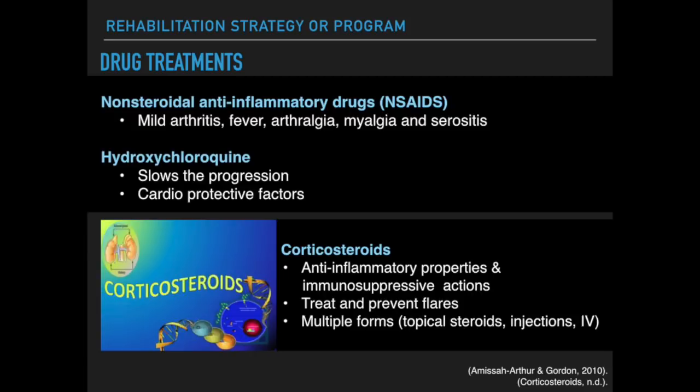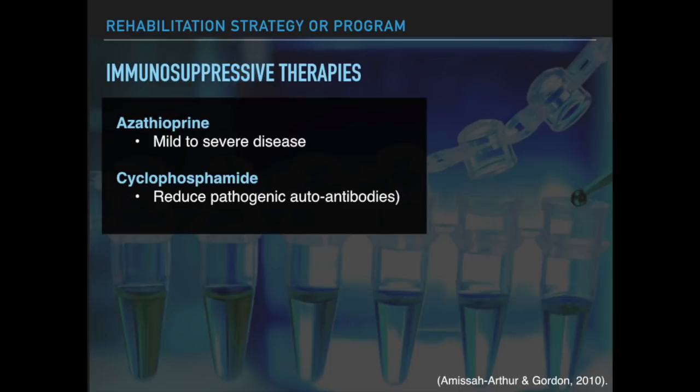Corticosteroids have an anti-inflammatory property in the short term and immunosuppressive action in the long term. Inflammatory skin rashes can be treated through topical steroids, steroid injections for joints and localized soft tissues, and IV pulse therapy can be used for serious manifestations of SLE. The short-term benefits are to treat and prevent flares.